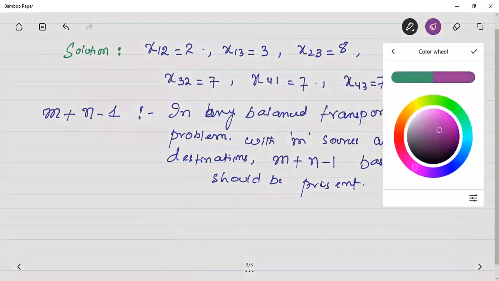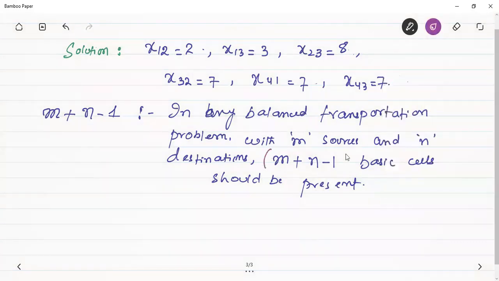You can see that यहाँ पे अगर हम इसकी बात करें, यहाँ पे m क्या था? M sources, okay, the sources were 4 and the destinations were 3. Okay, then the number of basic solutions should have been 4 plus 3 minus 1. Therefore 6 allocations should have been made. You can see that we have made 6 allocations.